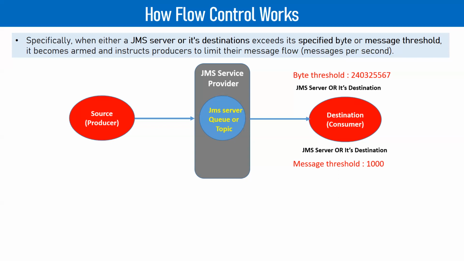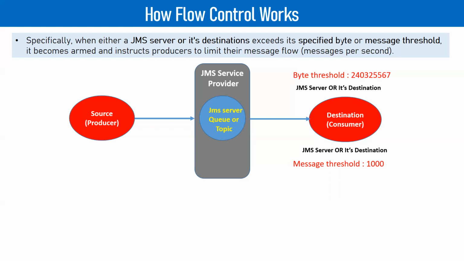Similarly, if I'm saying the message threshold is 1000, this is the total number of messages that can be held by a JMS server or by a destination. A destination means either a queue or a topic. So this is the limit of total messages that can be held by a JMS server, a queue or a topic.